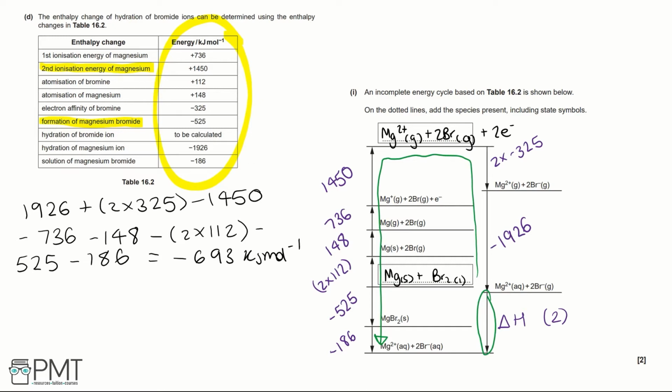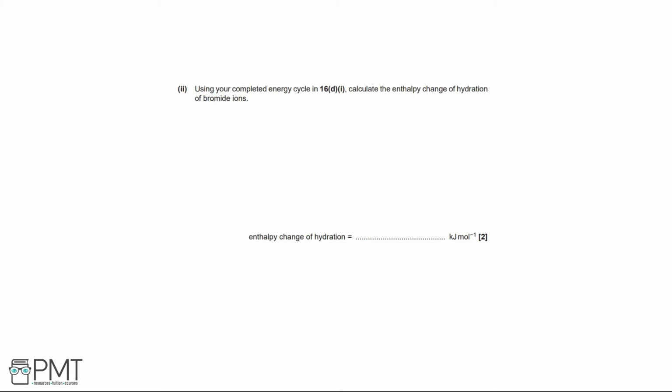Then dividing by 2, we get minus 346.5 kilojoules per mole. So this is the answer for this question once we've divided by 2, which we can write on the answer line provided, so minus 346.5. To get the 2 marks for this question, you get a mark for calculating minus 693, and then you get a mark for dividing by 2 and getting your final answer of minus 346.5.